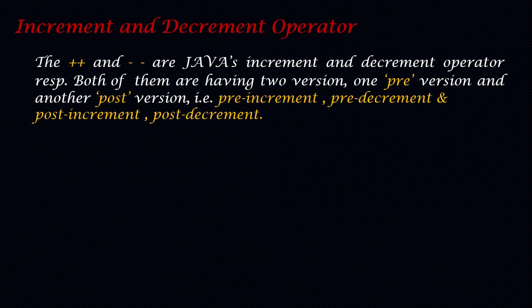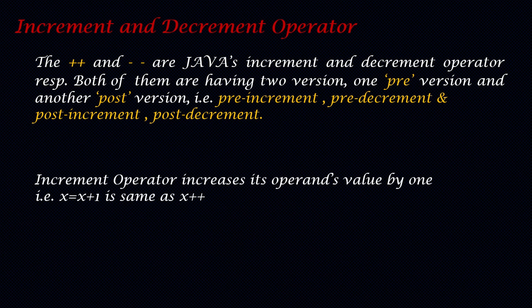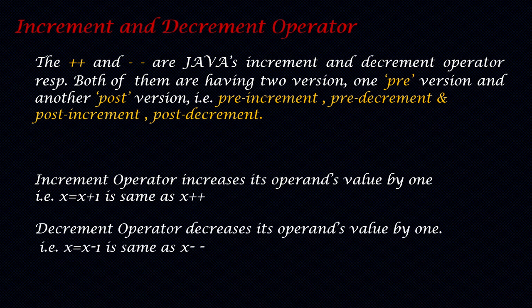Now let us consider the increment and decrement operators. The plus plus and minus minus are Java's increment and decrement operators. There are 2 versions. One is the pre version, another is the post version. So we are having pre-increment, pre-decrement and post-increment and post-decrement. So increment operator, what does it do? It simply increases the value of the operand by 1. Whereas the decrement operator decreases the value of the operand by 1.